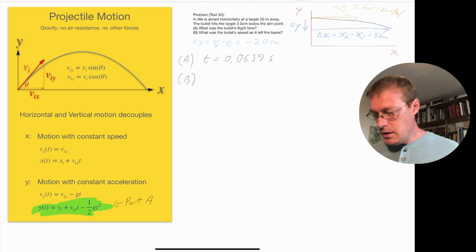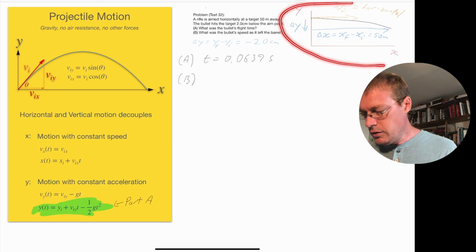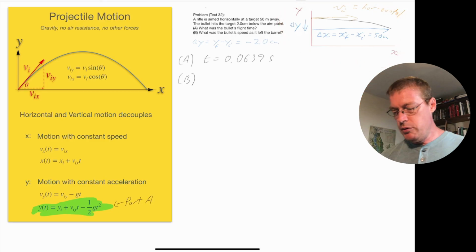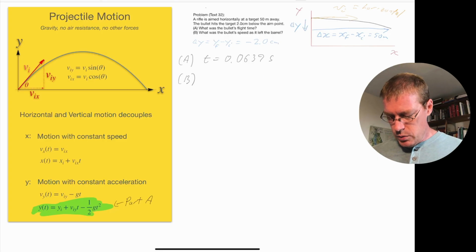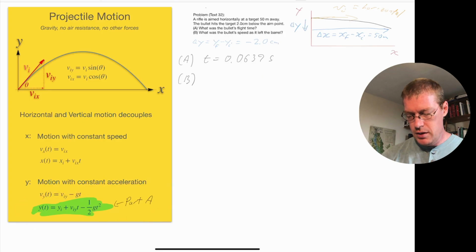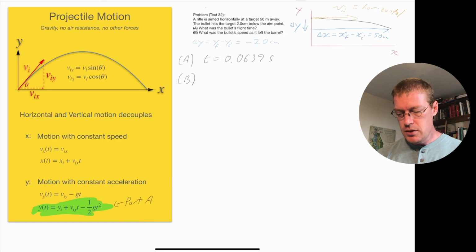I began by drawing a figure where I labeled the relevant information that we were given. And then we set out to solve part A. And what we ended up finding was that we could use one of the vertical motion equations to solve for the time.